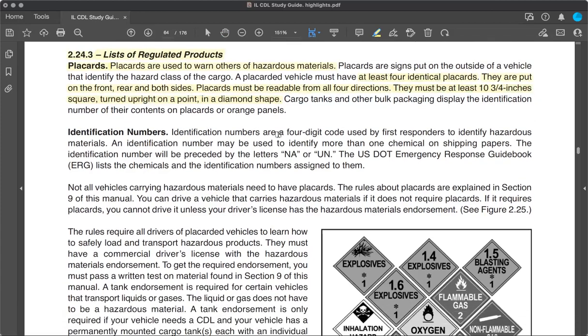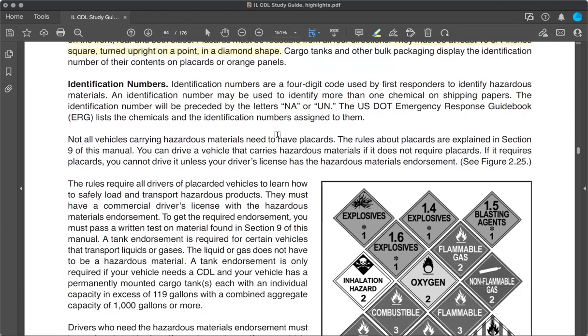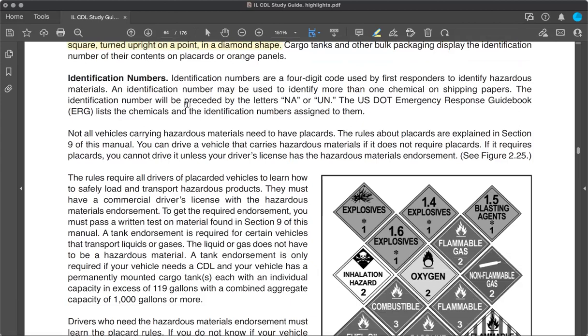Down where it says identification numbers, that next paragraph says not all vehicles carrying hazardous materials need to have placards. The rules about that are specifically outlined in section 9. But for what you need to know for the general knowledge test, make note of the last sentence of that paragraph: if it requires placards, you cannot drive it unless your driver's license has the hazardous materials endorsement.